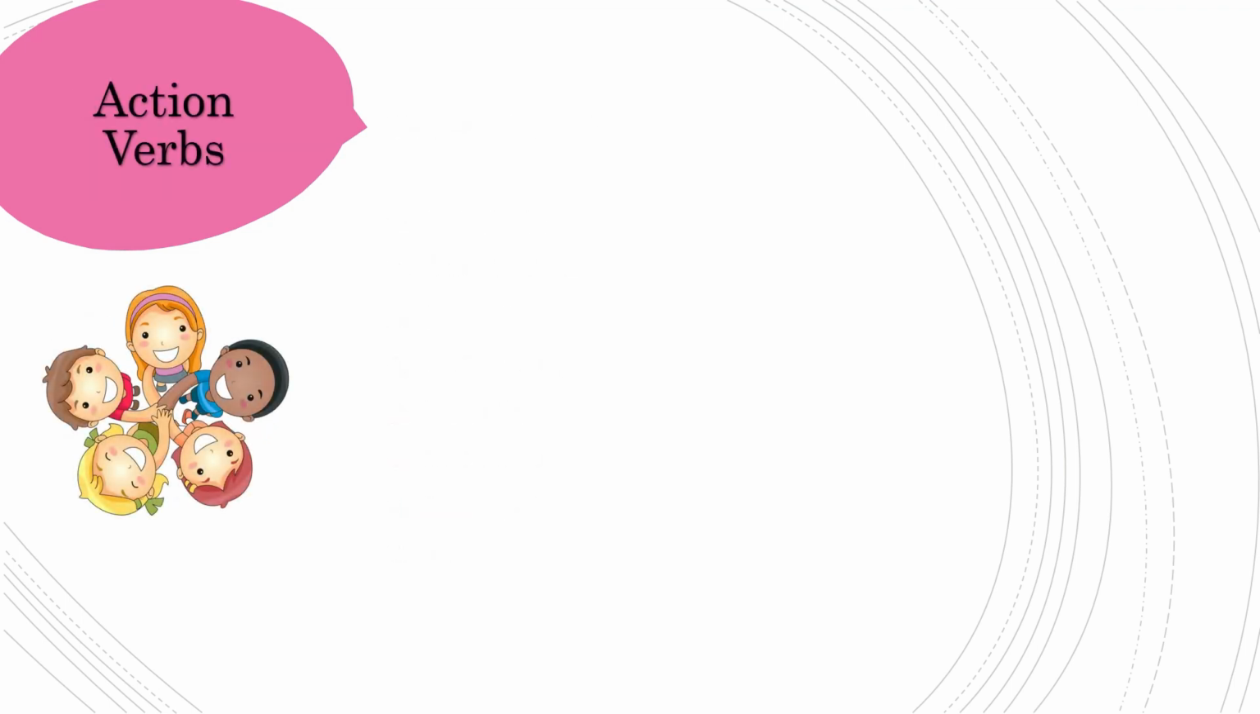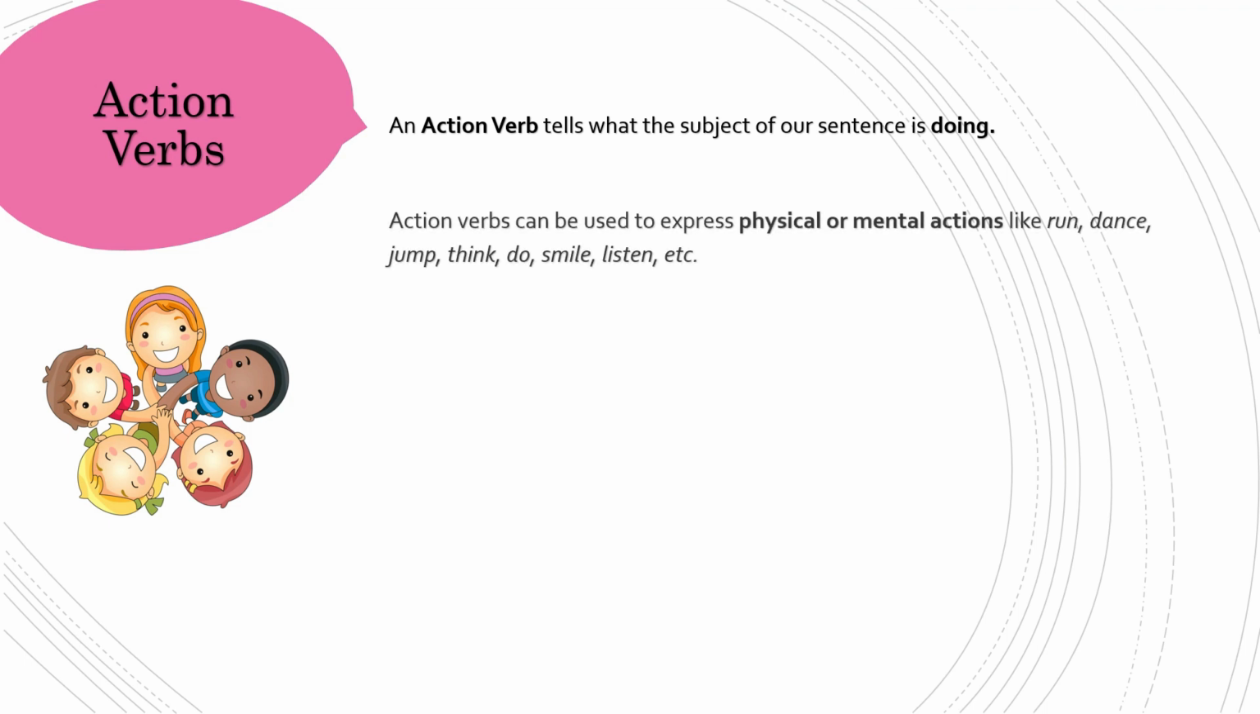Action verbs. An action verb tells what the subject of our sentence is doing. Action verbs can be used to express physical or mental actions, like run, dance, jump, think, do, smile, listen, etc. Action verbs are of two types: physical action verb and mental action verb.